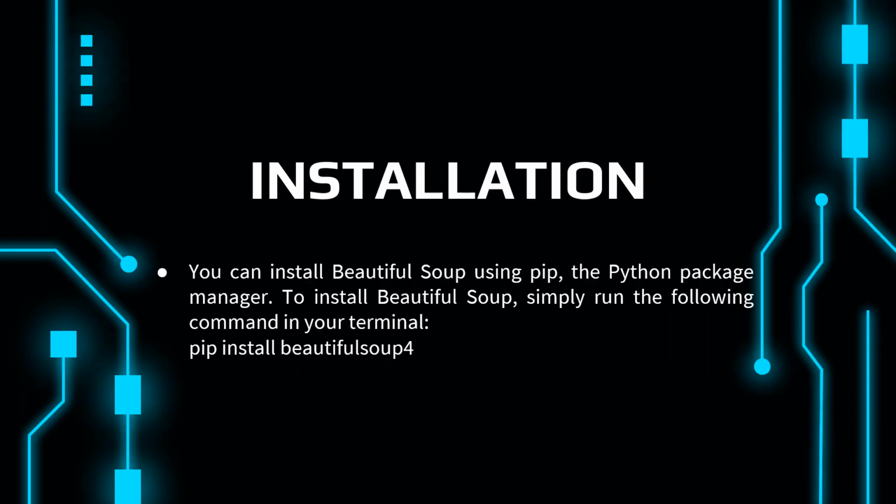So we have discussed what Beautiful Soup is. So how to install Beautiful Soup? You can install Beautiful Soup using pip, the Python package manager. To install Beautiful Soup, simply run the following command in your terminal: pip install beautifulsoup4. So pip install beautifulsoup4 is the command to install Beautiful Soup.